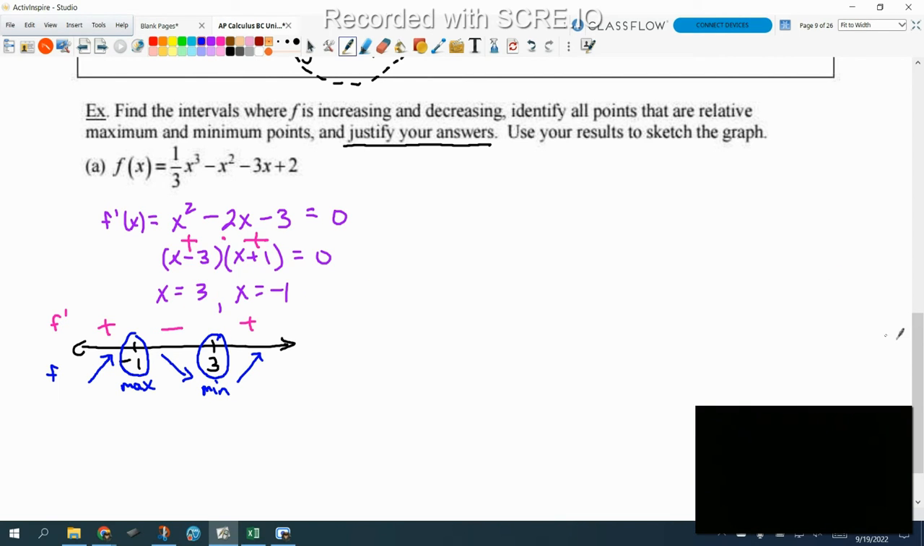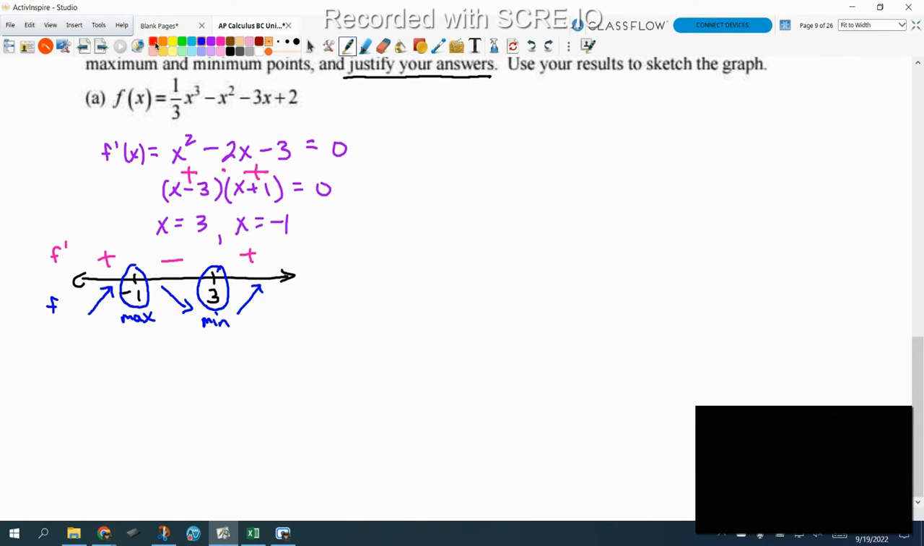So we're going to justify our answers. I'm going to try to fit that in under here. So we have to write a sentence for each one of these. All right, so I'm going to start with increasing. So I'm going to say f is increasing on, and then we say the intervals where it's increasing. So it's increasing from negative infinity to negative 1.